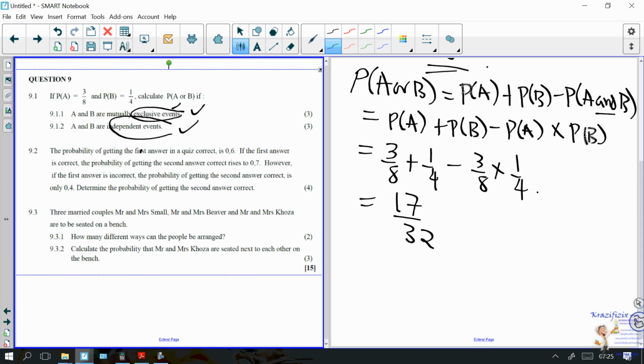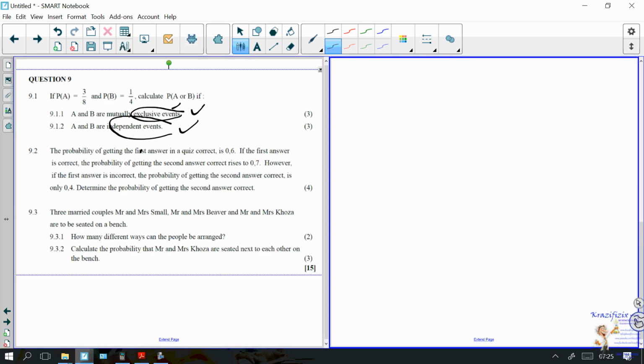The probability of getting the first answer correct in a quiz is 0,6. If the first answer is correct, the probability of getting the second answer correct rises to 0,7. However, if the first answer is incorrect, the probability of getting the second answer correct is only 0,4. Determine the probability of getting the second answer correct. Okay, you must know which method to use. We're talking about two events here. If one, then two. Automatically, you should think of your tree diagram.